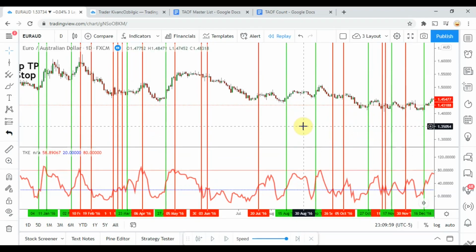21, 22, 23, 24, and 25. So we have 25 signals altogether. And we have 1, 2, 3, 4, 5, 6, 7, 8, 9, and 10. 10 winning trades. So unfortunately, that is not going to meet the 60% criteria that we are looking for.